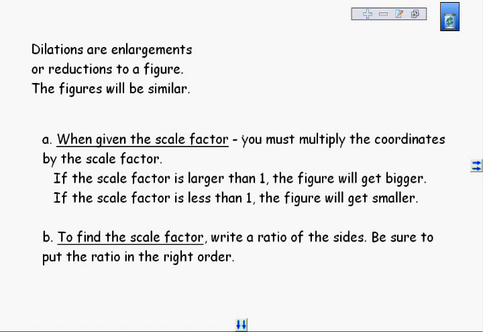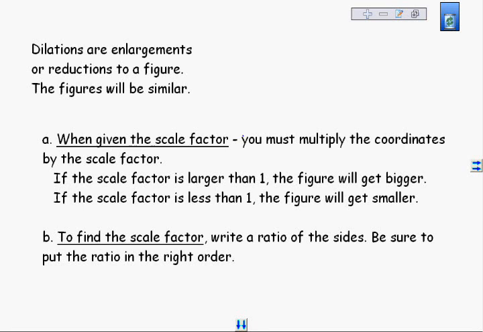Okay, for dilations, dilations are enlargements or reductions to a figure, meaning it makes the figure bigger or smaller. The figures are going to end up being similar. When you dilate a figure, the pre-image, which is the first image, and the new image are going to be similar, meaning they're going to be proportional to one another, which we will get into.